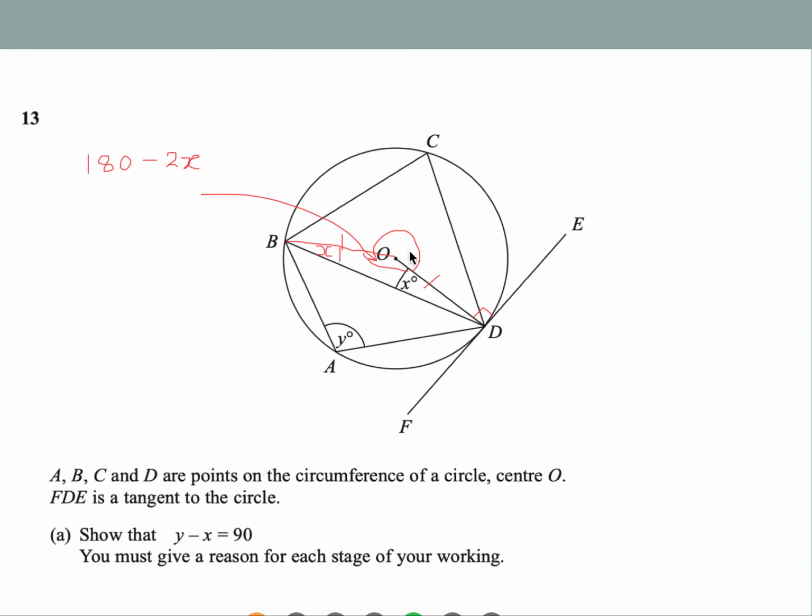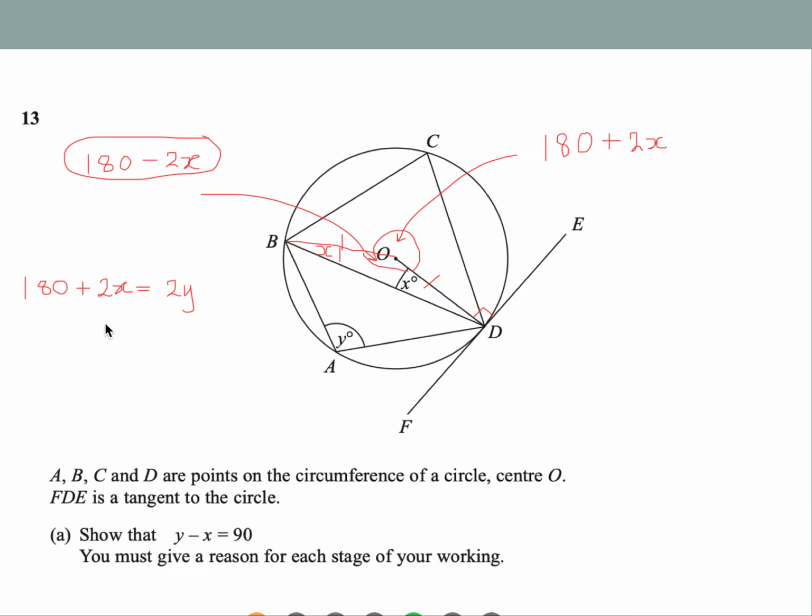Now, this angle here, well, this plus this will equal 360. So what do we need to add to this to make 360? Well, we need to add another 180. So that'll make 360, but we've got this minus 2x, so we need to get rid of that, so add 2x. So, the angle at the centre is twice the angle at the circumference, so 2y.